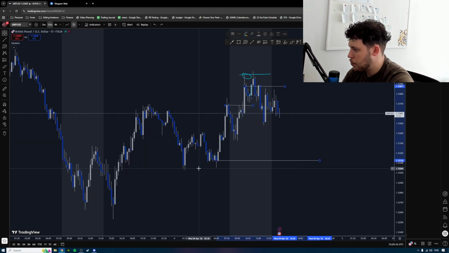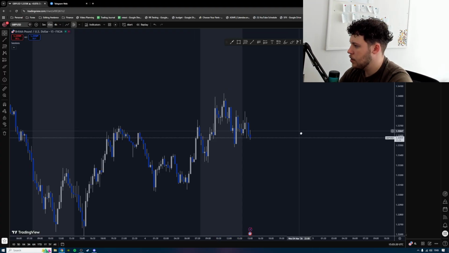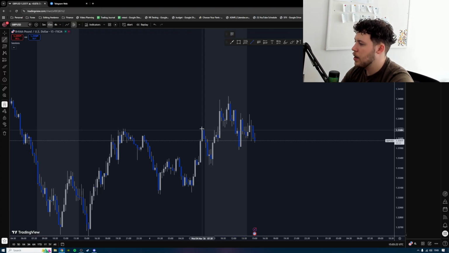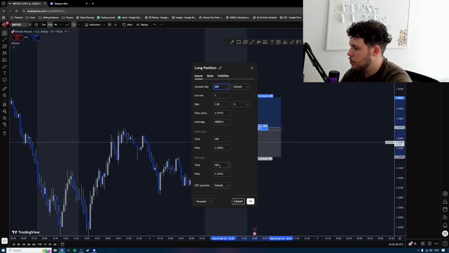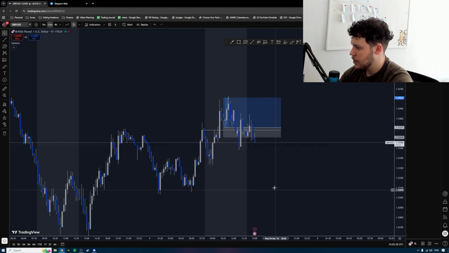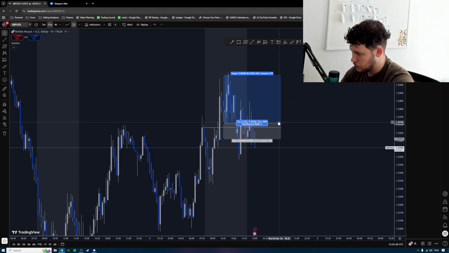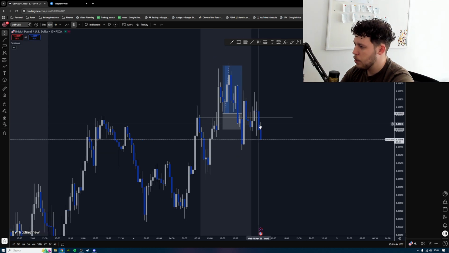If I remove all of this, just to make it a bit clearer. So as I said, we had a break of this high, and we went long here, just around here, with a 30 pip TP and a 10 pip SL. There we go. So that was the trade. Pretty bog standard one. Now we're rolling to the downside.